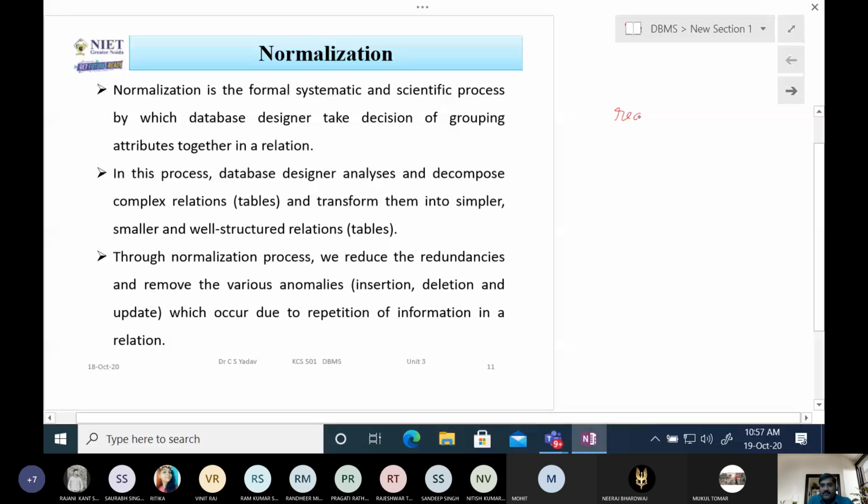So we have to reduce the redundancy. First, reduce the redundancy, and second one, remove anomalies. Anomalies means problem. The problem which occurs due to redundancy. And there are three types of anomalies in database: insertion anomalies, deletion anomalies, and third one is updation anomaly.